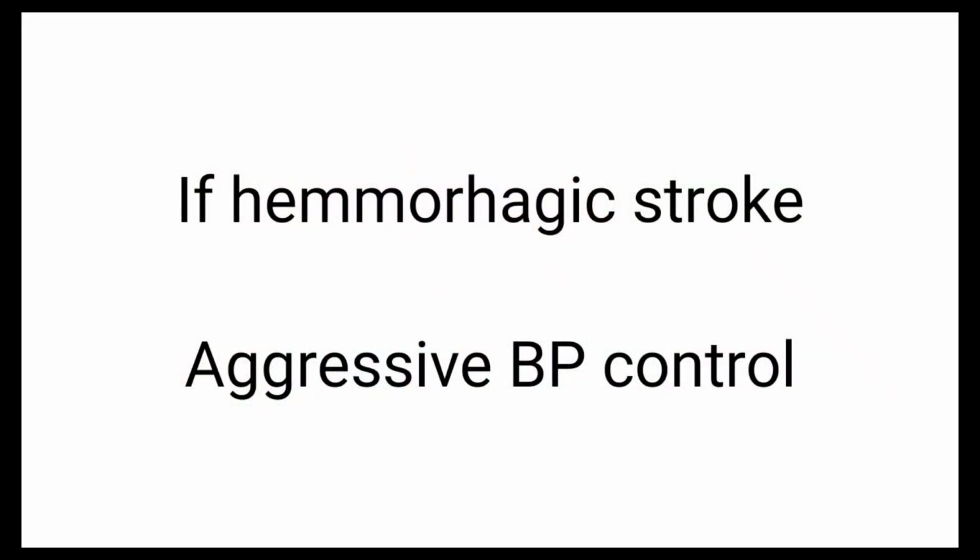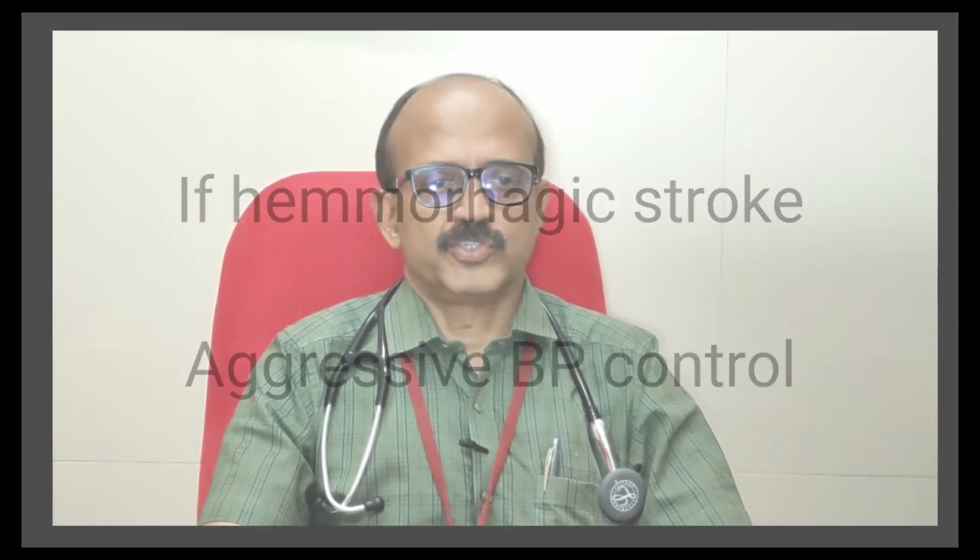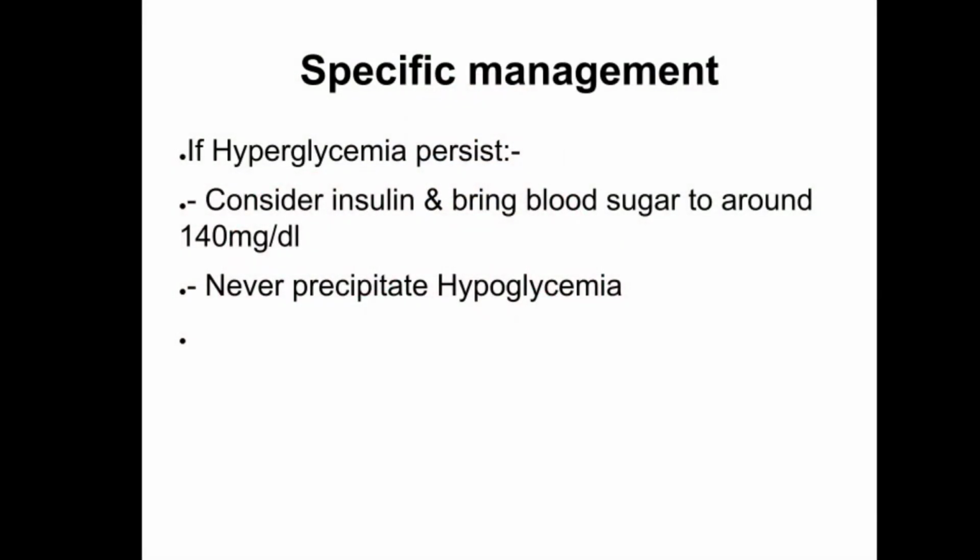Then if it is a hemorrhagic stroke, you should immediately bring down the systolic blood pressure to around 130. Otherwise, further bleeding will complicate the picture. Then hyperglycemia should be managed with insulin. Keep it around 140, but never hypoglycemia.